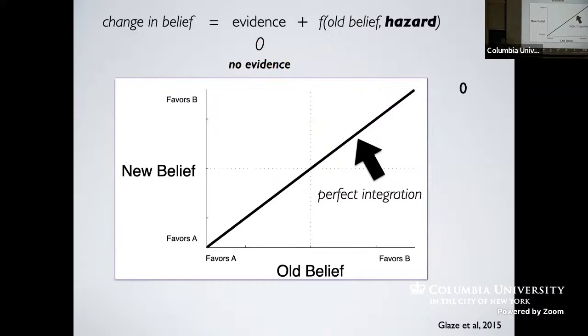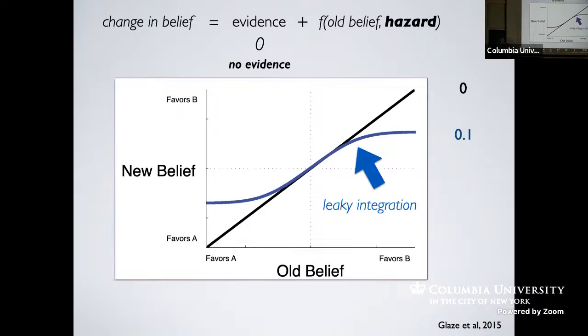So now I'm just going to consider the case where there's no evidence coming in, and just what happens to this other term, and how should you adjust your new belief based solely on your expectation that the world is changing. Right? It follows some pretty logical ideas: if you think the world is changing with some small probability of 0.1, then you adjust this a little bit.